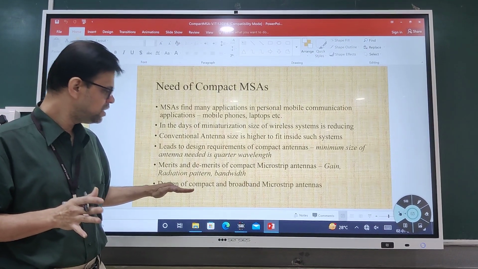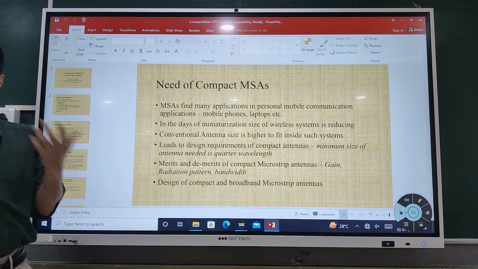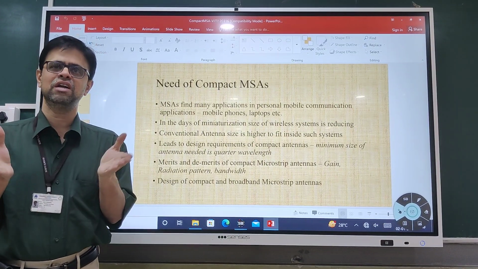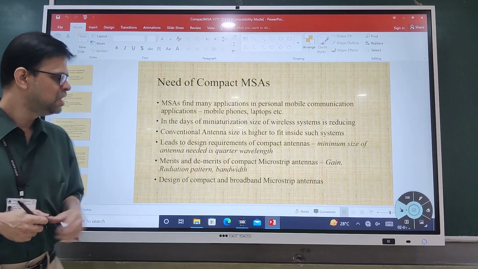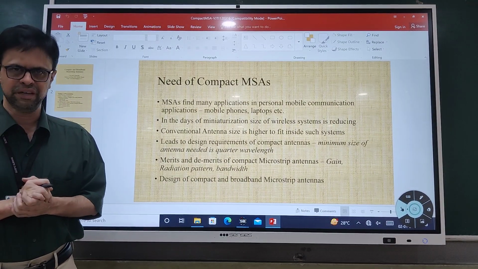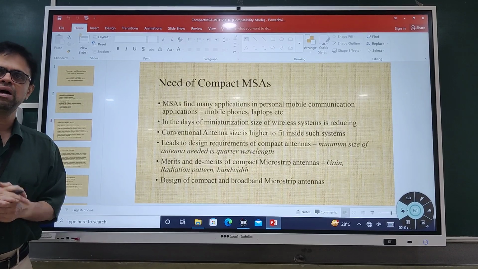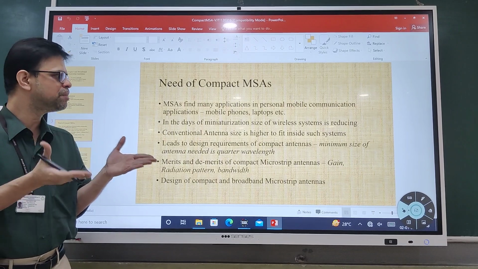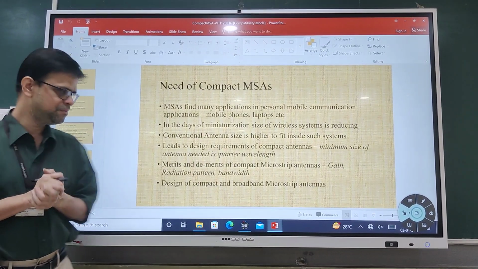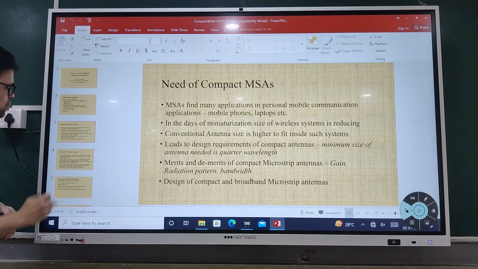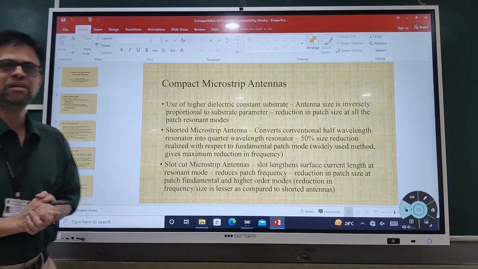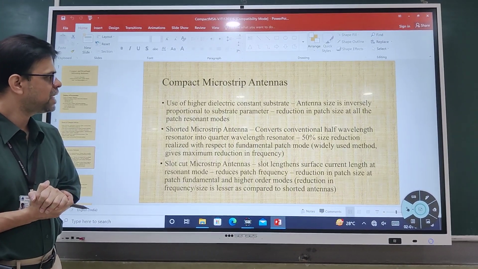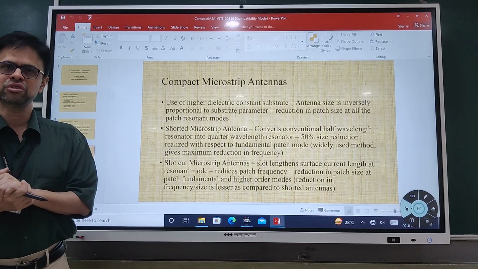So then you need to go for a design of broadband microstrip antenna, which is the last topic in this design. There is also a lot of work on enhancing the gain of the compact microstrip antenna, which will be covered partially towards the end. So here we talked about the need for compact MSAs, why they are required given the present day scenario of compact devices. Now we will talk about different methods. I have listed a few methods which realize a compact microstrip antenna.